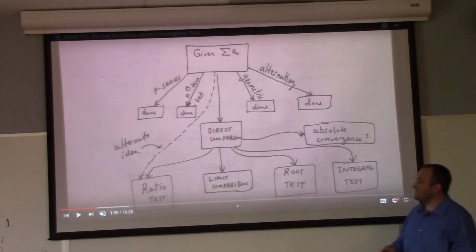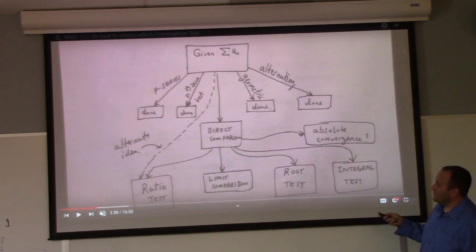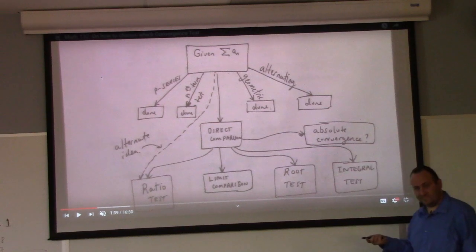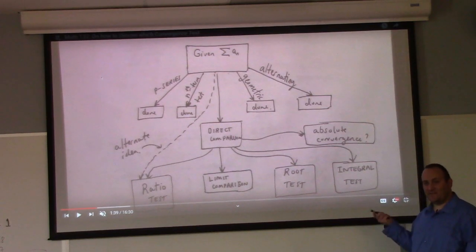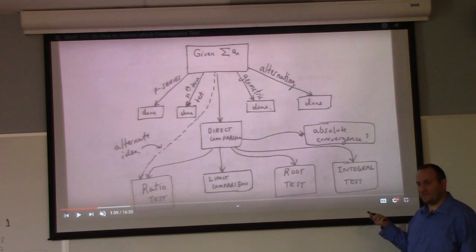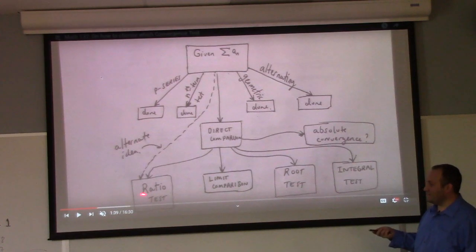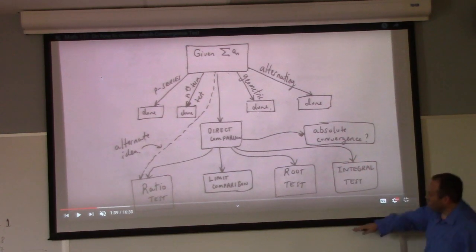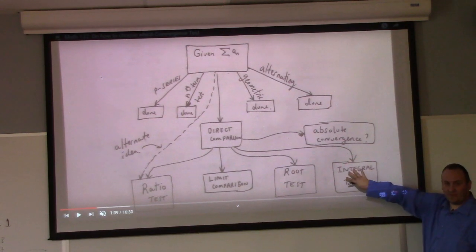If that doesn't work, then the next thing I go to typically is direct comparison. And then I ask myself, is it worth it? If I'm working too hard on the direct comparison, I ask myself whether I should really be doing the ratio test, limit comparison, or root test. The integral test, I almost think, should be down here somewhere. This is my last preference.